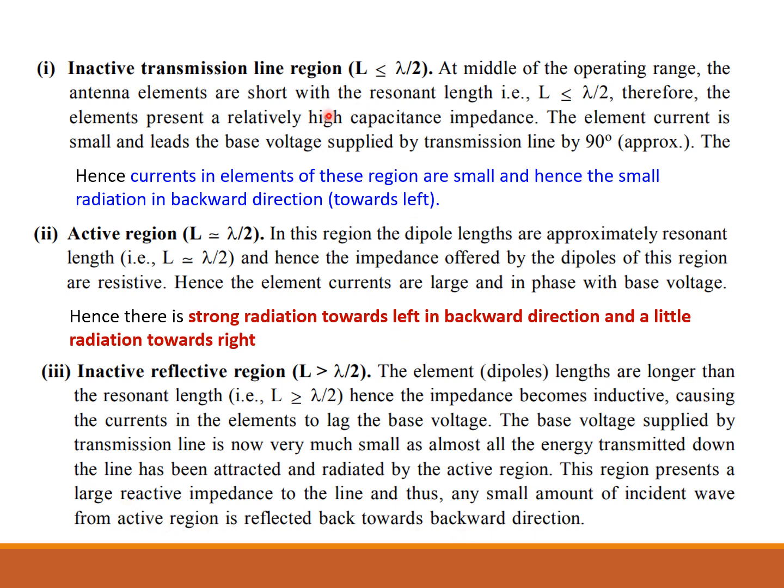Even that is reflected back towards the backward direction by the active region. So L lesser than lambda by 2 offers capacitive impedance. The region of interest is the active region, where L is equal to lambda by 2, where it offers strong radiation towards the left in the backward direction. And the inactive reflective region is inductive, and even it offers small radiation towards the backward direction. Even that is reflected back once again by the active region.